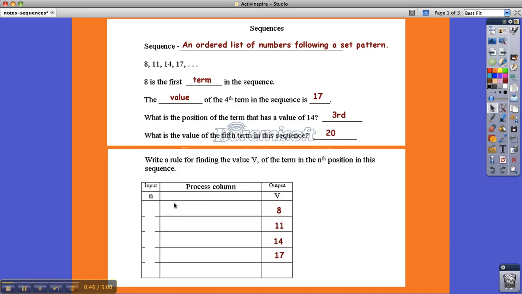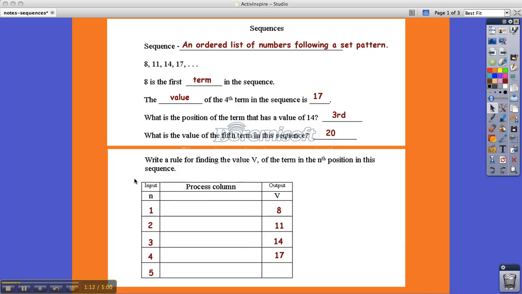So 8, remember, was the first term. 11 was the second, third, fourth, fifth, and so on. So when we do sequences and they don't give us the inputs, we always plug in 1, 2, 3, 4, 5, because it is an order. That is the order that these numbers are occurring in. First, second, third, fourth, and then fifth. So go ahead and fill that in your process column and your table.